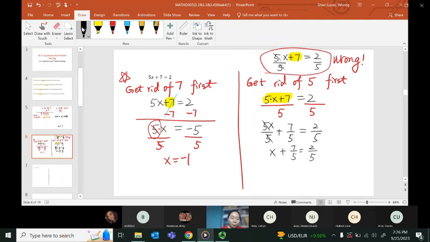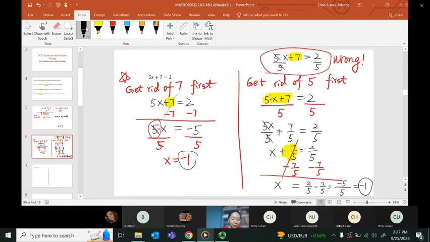And now we want to get rid of the 7/5 because it's plus in front of them. We're going to do the opposite of the plus, which is minus. We subtract 7/5 and they cancel each other. And we do get x by itself now, and then 2/5 minus 7/5. So I'm going to rewrite it here. 2/5 minus 7/5. That gives us, keeping the denominator, 2 minus 7, which is -5, which gives -1. Exactly the same answer. And first of all, you can see it's much longer, right?